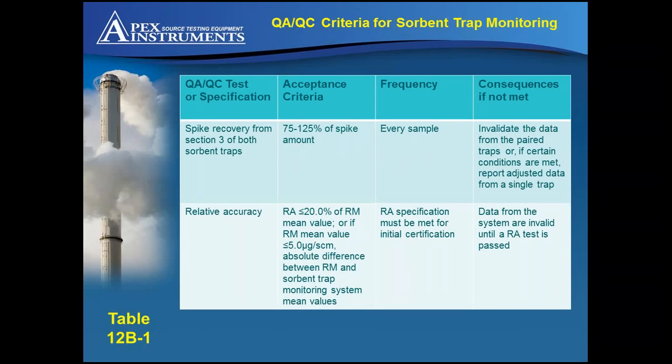Okay, next. Spike recovery, we touched on earlier. Again, it's 75 to 125% of your spike amount. The relative accuracy, this is when you're doing your RATA, you must be within 20% of the value that was collected during the 30B testing.